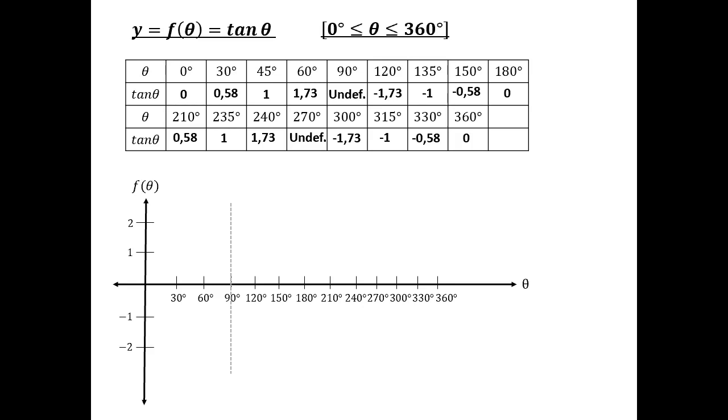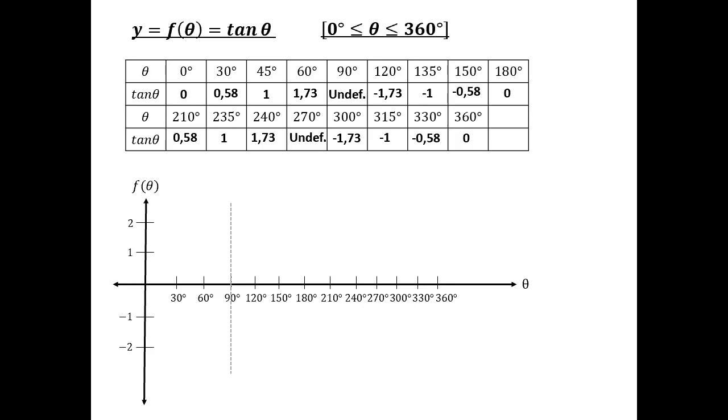Now remember, the tangent function is given by the ratio of the sine to cosine of an angle. So the tangent of theta is equal to the sine of theta over the cosine of theta. This function will be undefined whenever the cosine of the angle is 0, because division by 0 is not defined in mathematics. At 90 degrees, the cosine of 90 degrees is equal to 0. Therefore, the tangent of 90 degrees is equal to 1 over 0, which is undefined.